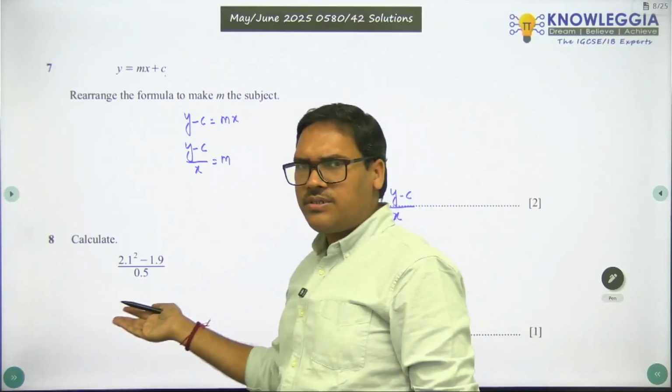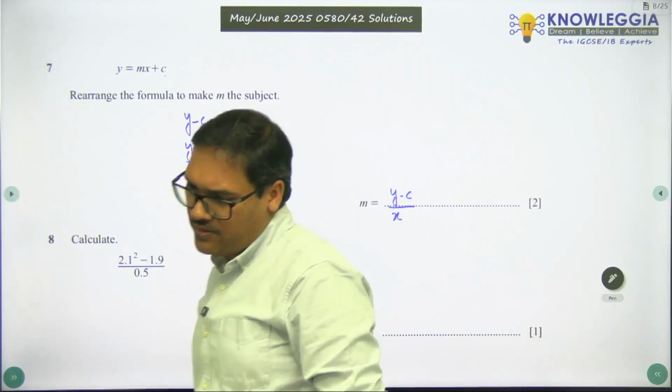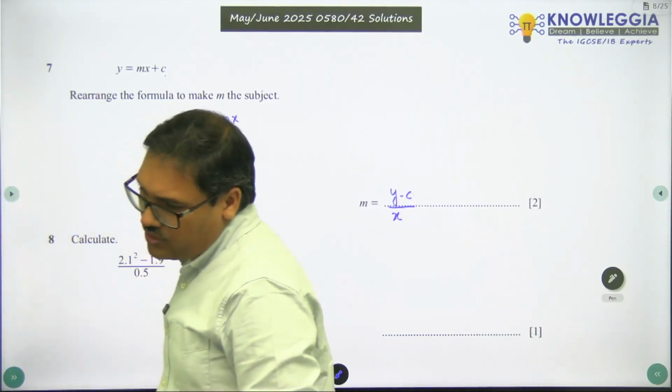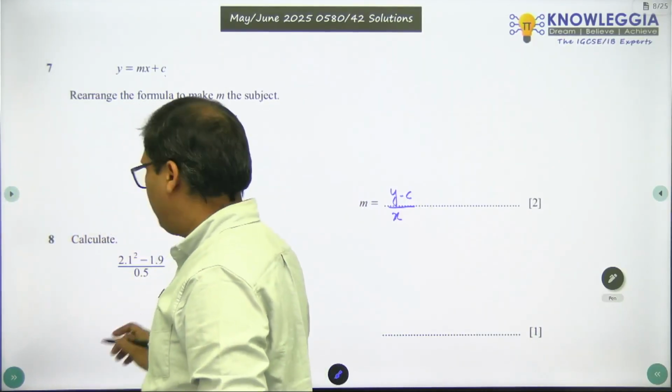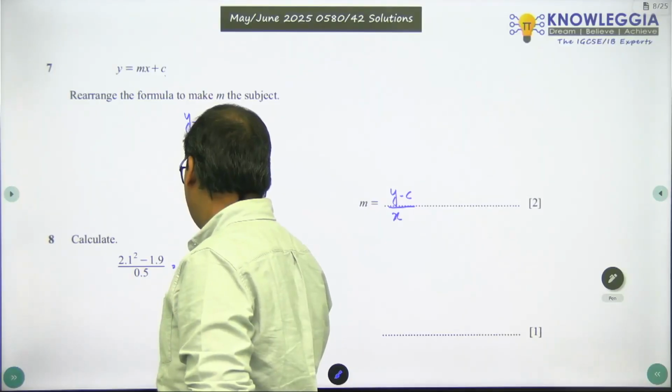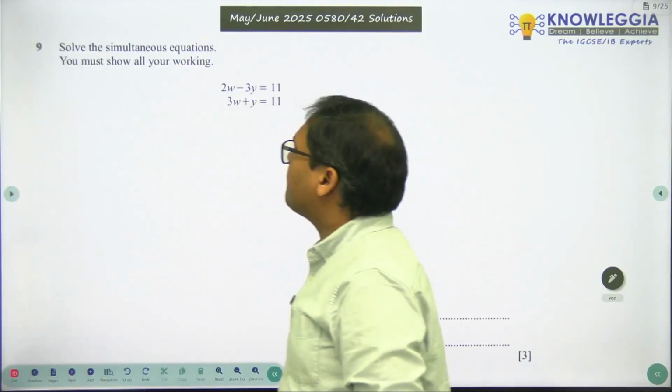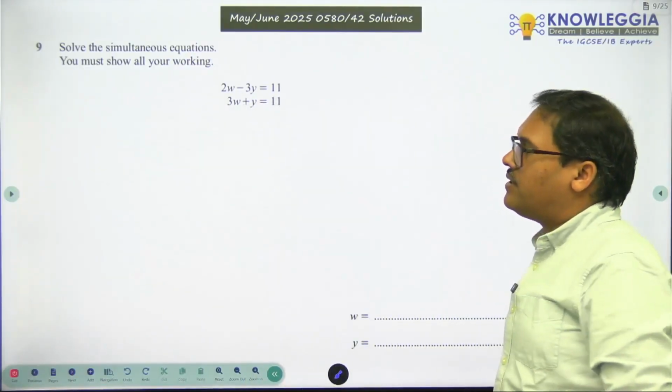Calculate this value. You can just put the value in the calculator. I'll just give you the answer for this. This is 5.02. You can use the calculator and check. Okay. Next one. Solve the simultaneous equations and show the working.